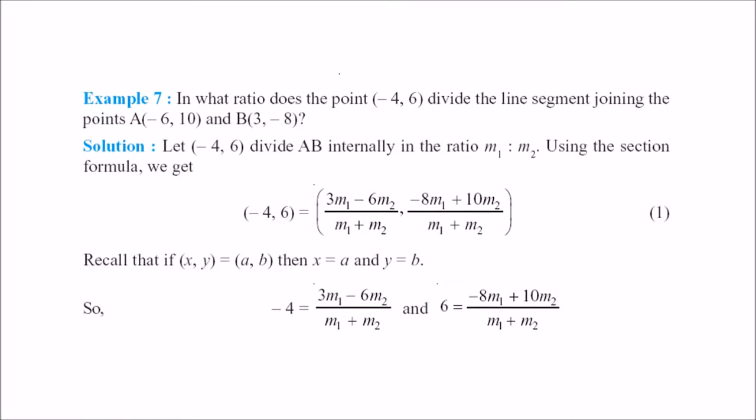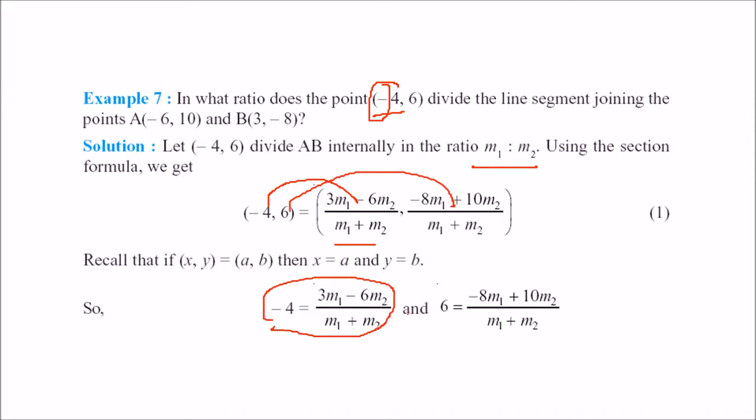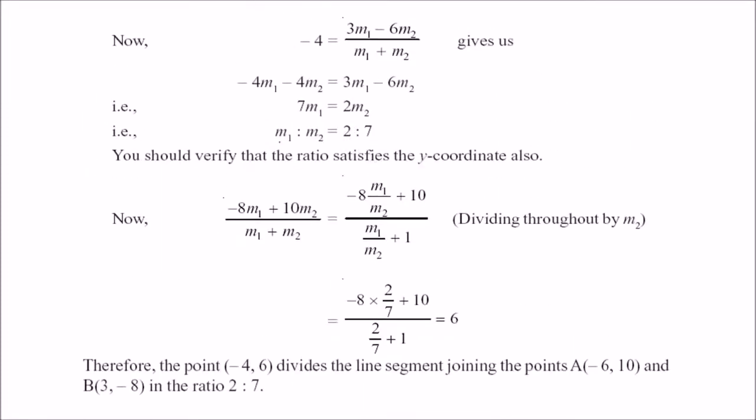Again, in what ratio does this point divide the line segment joining these two? So we take it as m1 is to m2. So minus 4 and 6 are the coordinates of that point that is dividing in some ratio m1 is to m2. So you can just use this formula, equate minus 4 with this one, 6 with this one. If you equate minus 4 with this one, you will get a relationship. 6, you can get a relationship. And now when you solve it, you see m1 is to m2 equal to 2 is to 7.